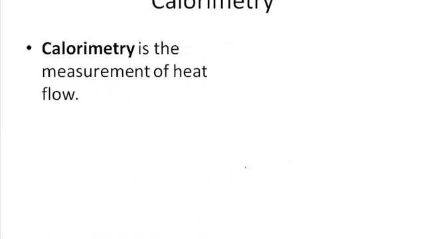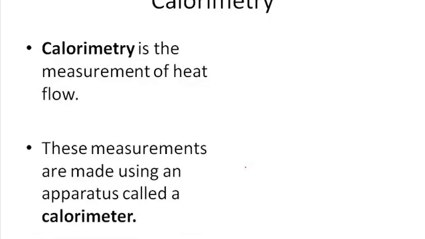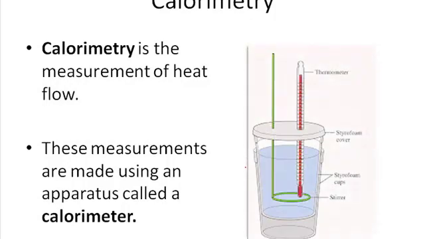Calorimetry. Calorimetry is the measurement of heat flow. These measurements are made using an apparatus called a calorimeter, and a calorimeter looks something like this. You have some water, a thermometer, and a reaction that takes place, and you measure the amount of heat using the thermometer, and that way you can tell how much heat is released or flowed into the system.